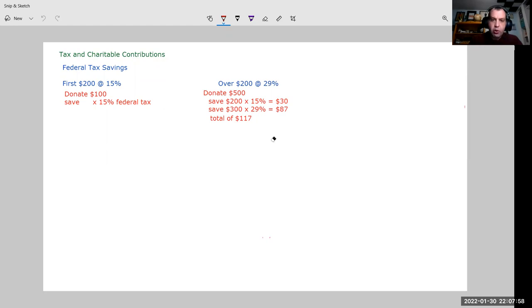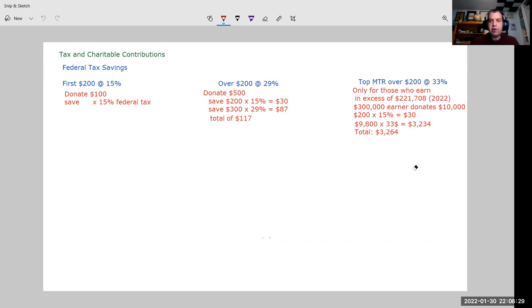If you donate over $200, then you're going to have a 29% tax saving. So on a $500 donation, the first $200 at 15% would be $30. And then you'd have $300 at 29% for another $87, for a total tax savings on that $500 donation of $117. And you can see what happens here. As you donate more, the incentive gets better because you're going to have more money donated in that higher tax bracket.